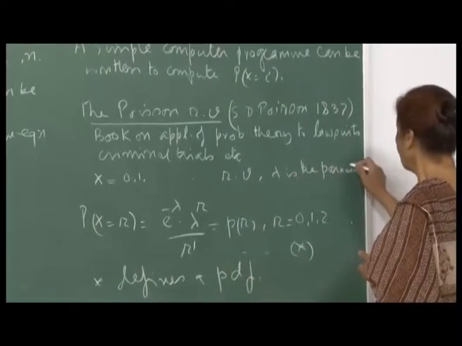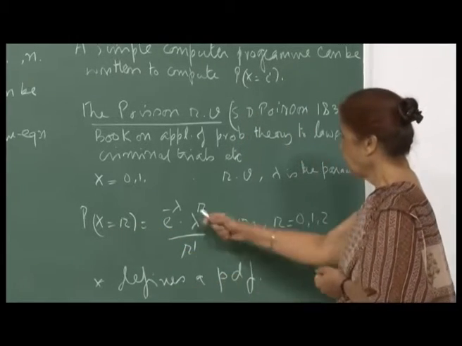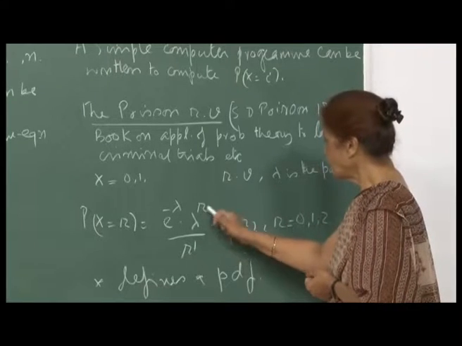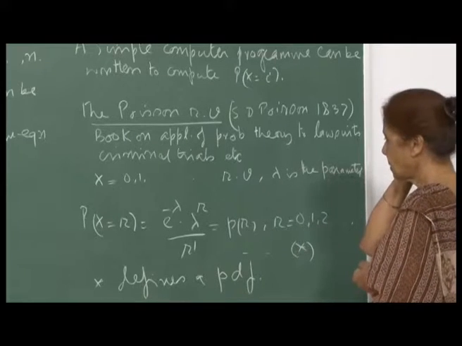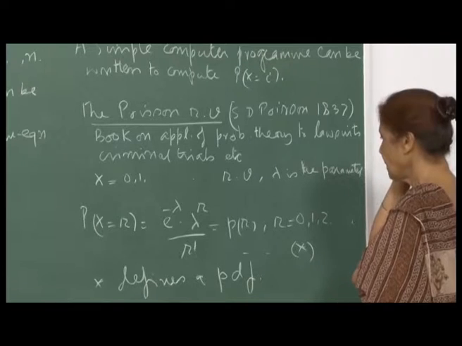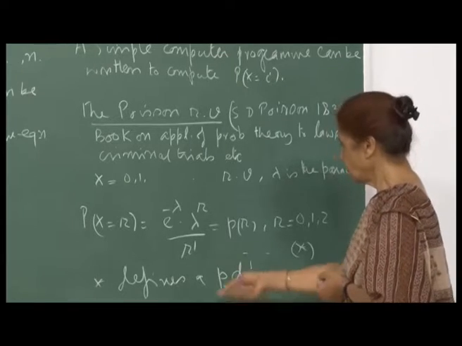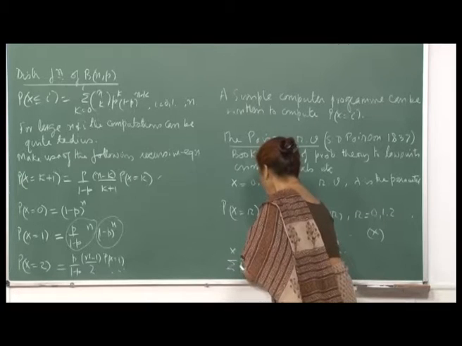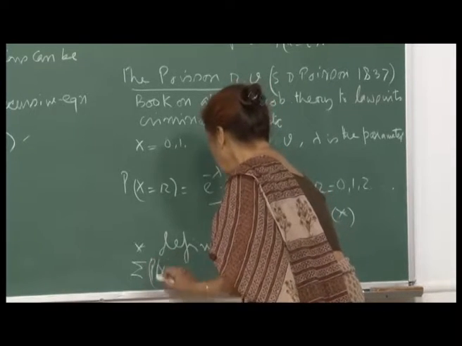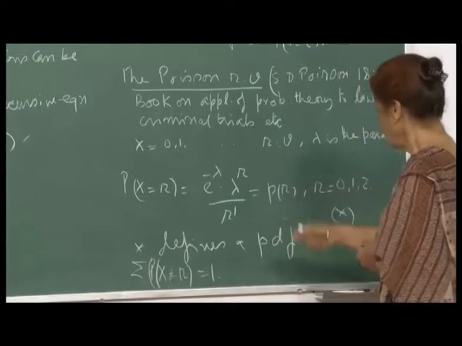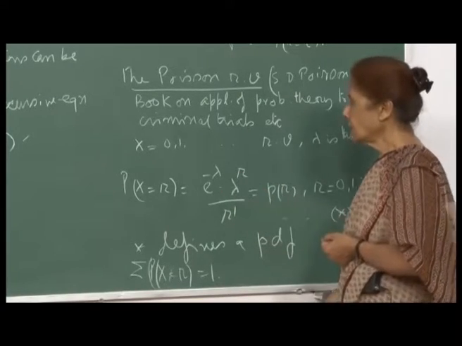So, X is a random variable which takes values 0, 1, 2, up to infinity. Lambda is the parameter, and lambda has to be positive. Then we define the probability that X is equal to r by e raised to minus lambda, lambda raised to r upon r factorial. This defines the probability mass function of the random variable X, and this is the Poisson PMF. Now you want to make sure that this defines a valid PMF. That means you have to show that the summation of the probabilities of X equal to r is 1. A very simple calculation will immediately verify this.